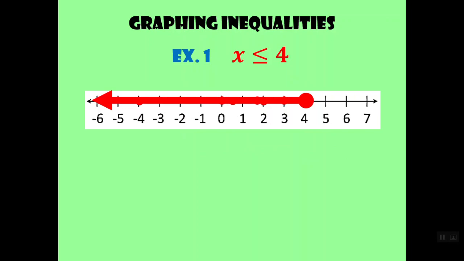So graphing all the numbers less than or equal to 4 are all of those values from 4 and anything to the left of it on the number line. So we show that by writing an arrow at the end of that line formed by all those possibilities that are smushing together.